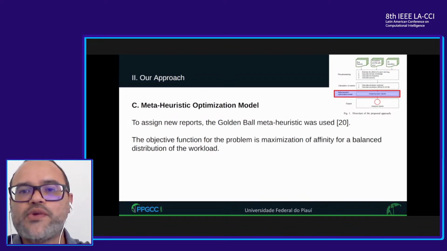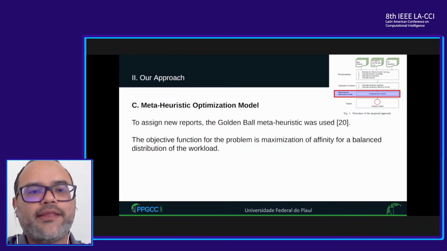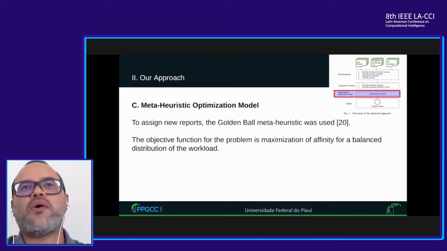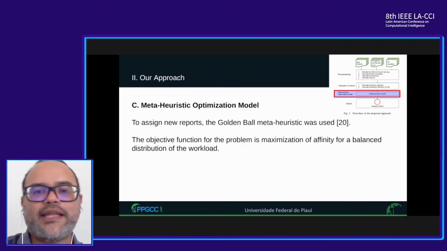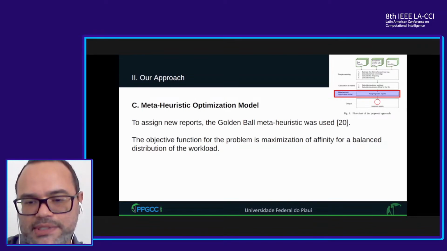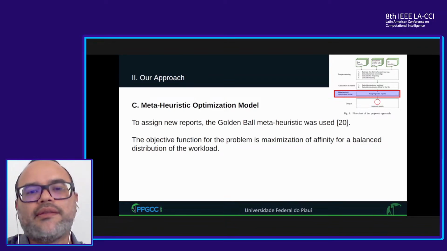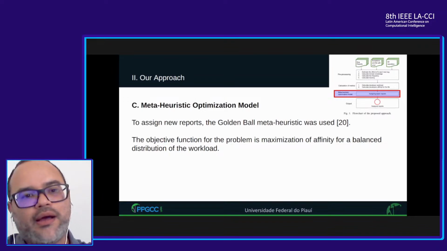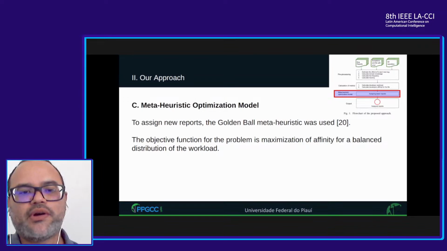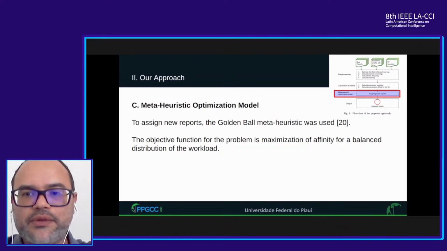After that, we go through the next step that we call heuristic optimization model. On this step, we chose the golden ball heuristic to make the assignment to each developer. On the next slides, I'm going to say why we chose this algorithm. Just to say that golden ball is a new heuristic that uses football concepts to solve combinatorial problems. The objective function for the problem is the maximization of affinity for a balanced distribution of the workload. So this is our function that we are going to maximize.